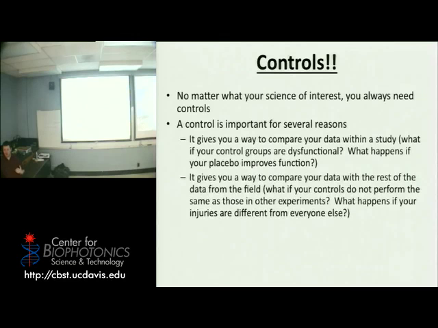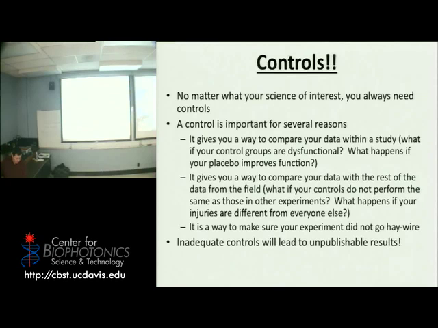The other thing that's important is if I want to make a statement, I want to get out there and tell the community I've got this important contribution to the larger research that's going on, I have to be able to compare my research with their research. So controls allow us to compare research between labs and across the world. And it's a way to make sure your experiment didn't go haywire. And so you need these in everything you do.